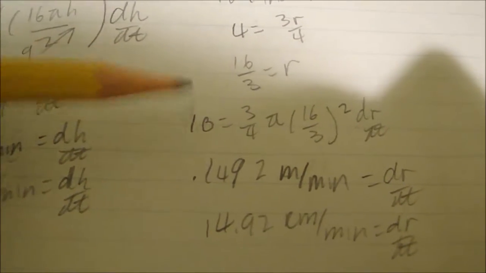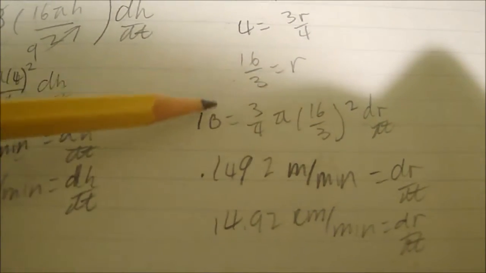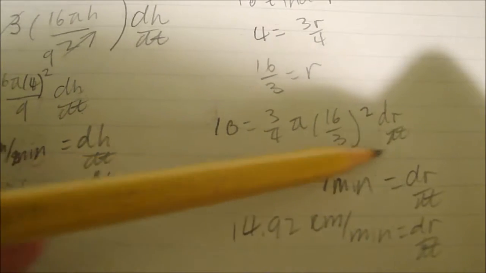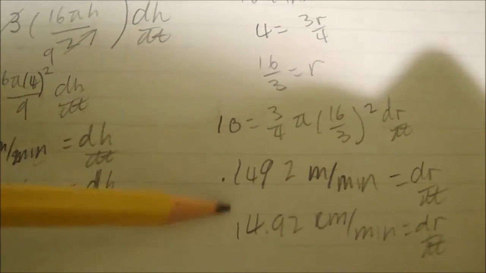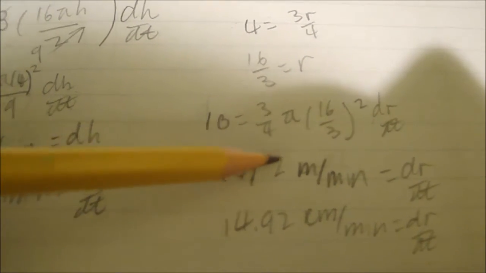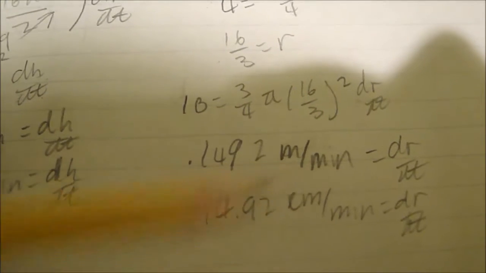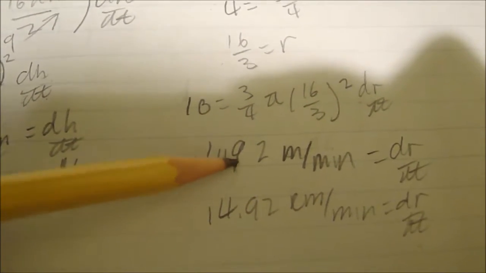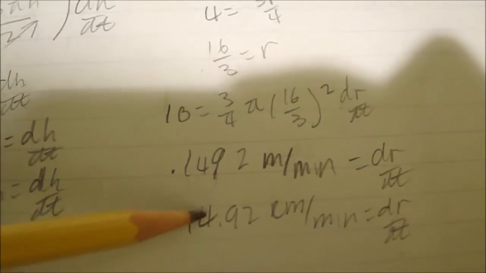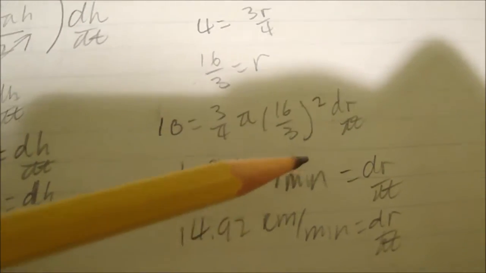And if you divide this value to both sides, you get 0.1492 meters per minute, which equals dr/dt. But remember, it has to be in centimeters, so you have to move the decimal place over 2 places to the right, so you get 14.92 centimeters per minute, which equals dr/dt.